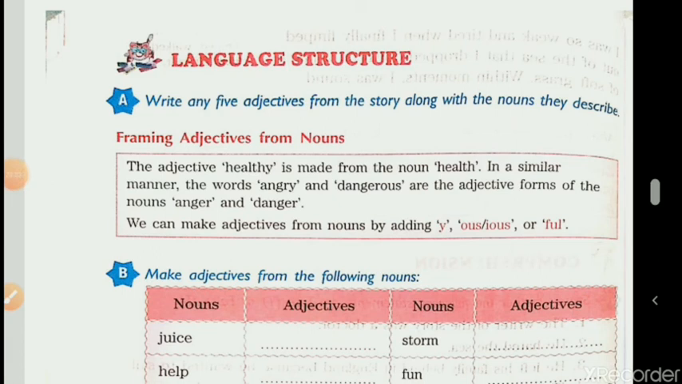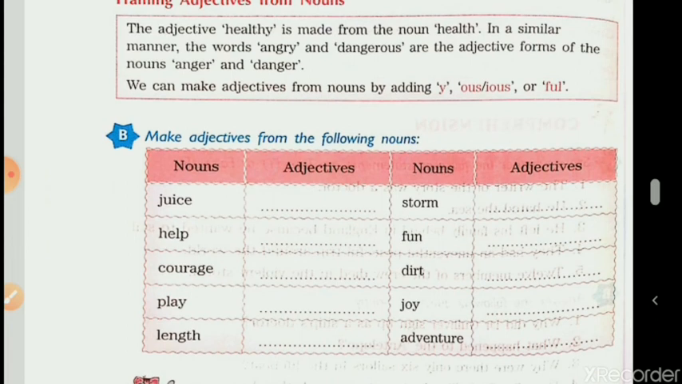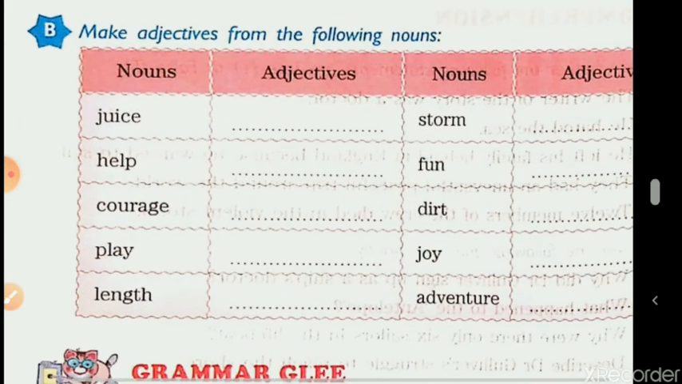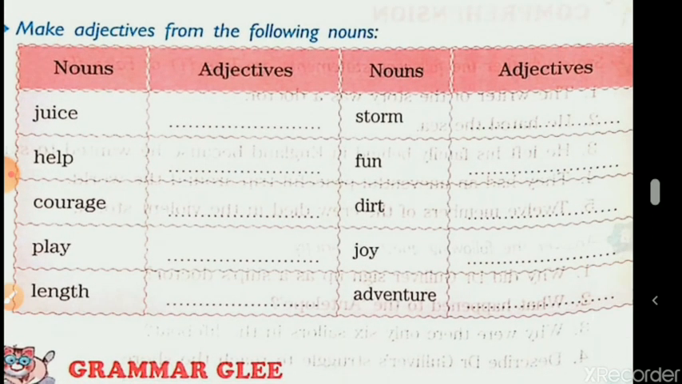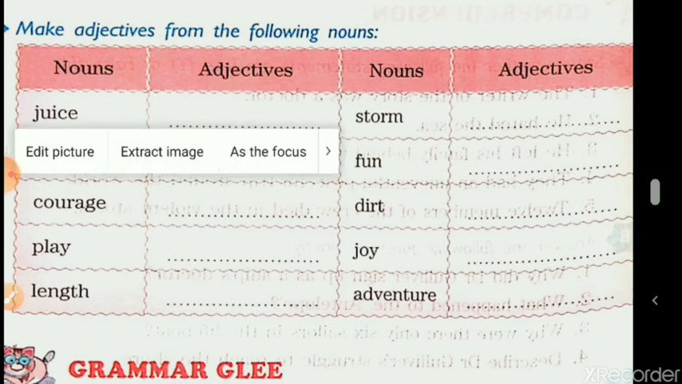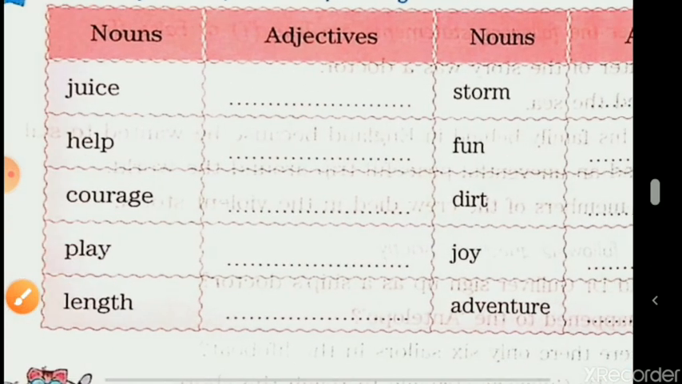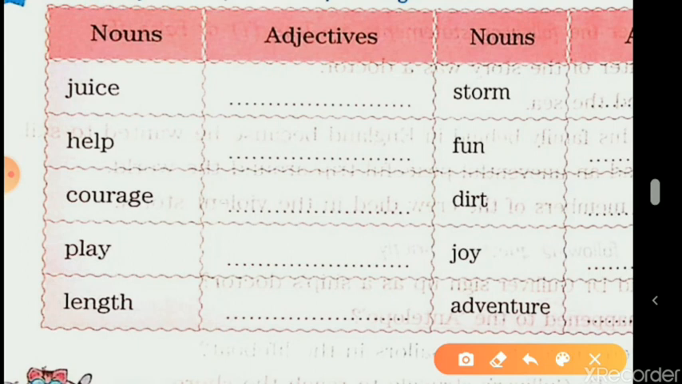So children, now we'll do exercise B. That is, make adjectives from the following nouns. Children, our first noun given is juice. And we need to make an adjective from the noun. What will we do? We'll remove the E from the word juice and then add Y.